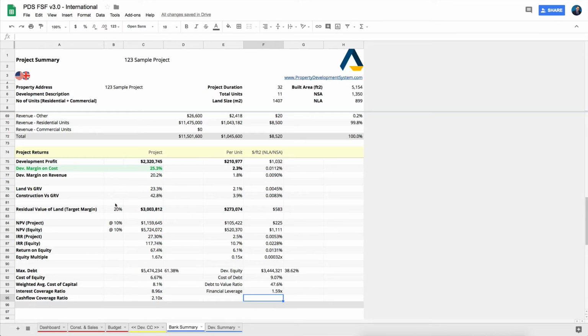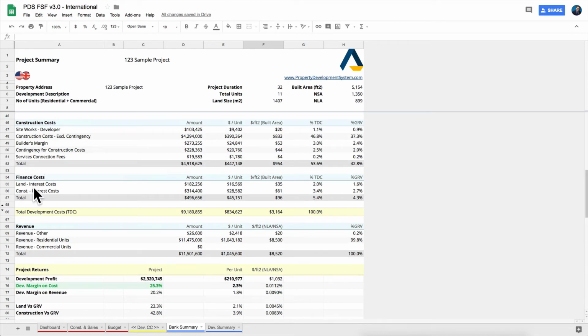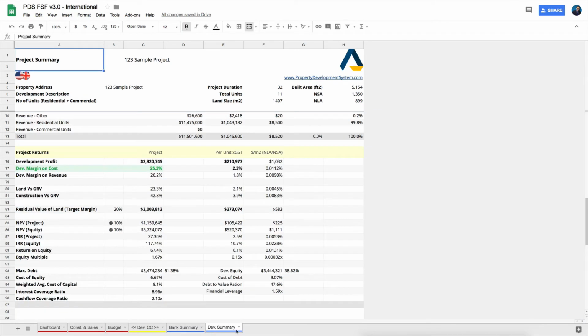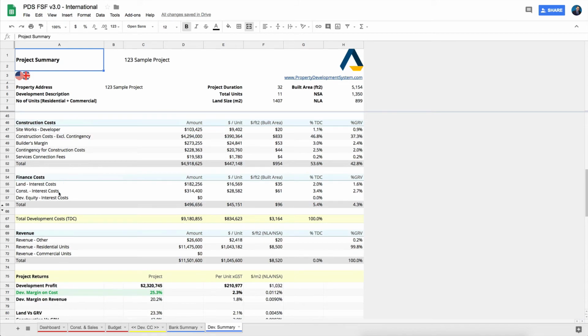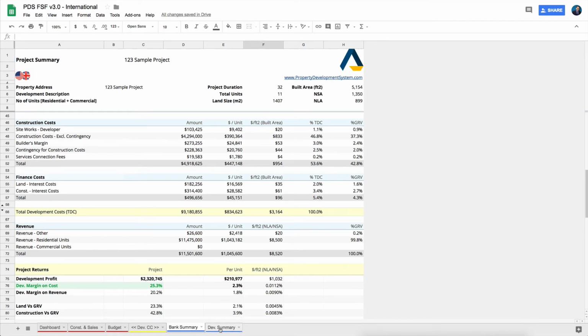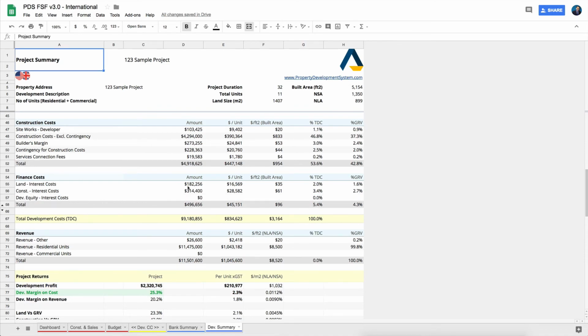You would want to make sure that you only show the bank summary, because that would not include any cost for developer's equity. Whereas if you go into this scenario here, you'll have the developer equity interest cost. In this particular feasibility, I haven't put any interest costs for the developer. That's why I say 0. But that is the main difference between the developer summary and the bank summary, because as a developer, you want to see the whole picture.